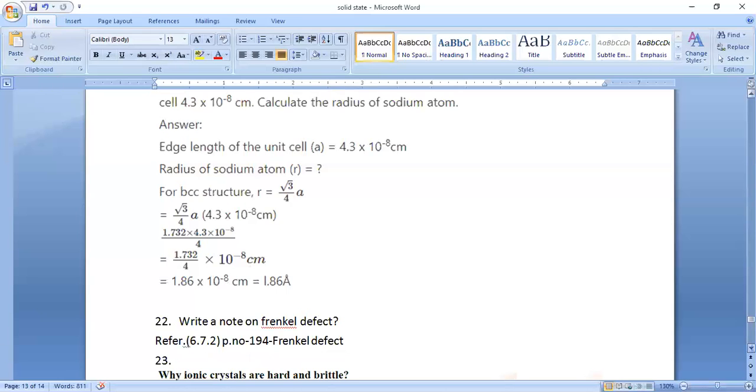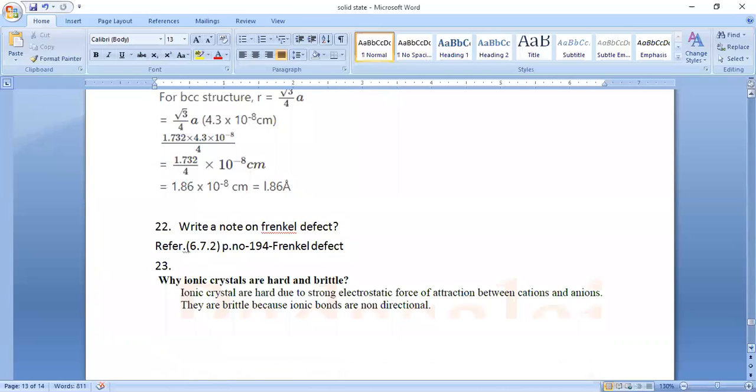So next, question number 22. Write a note on Frenkel defect. So the answer is on page number 194. You need to refer to 6.72, under the topic Frenkel defect.